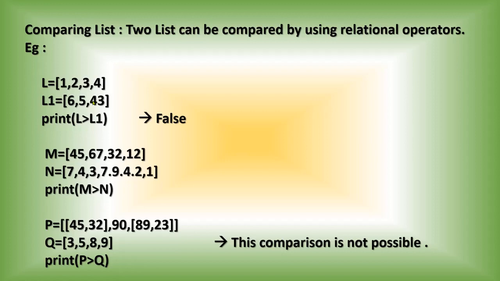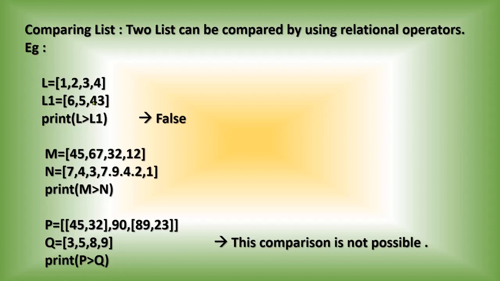In the third example, I just wrote that in the first list, the first element is a nested list, and in the second list, individual elements are there. If you try to compare such types of lists, then Python will show an error message. So this type of comparison is not possible. If you compare, both the elements must be of the same data type. Here the first element is a nested list and the second is an individual element, so that type of comparison is not possible.